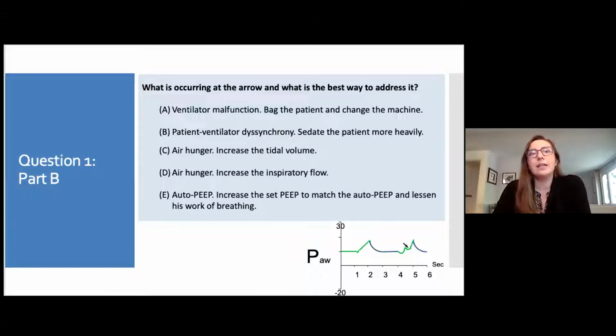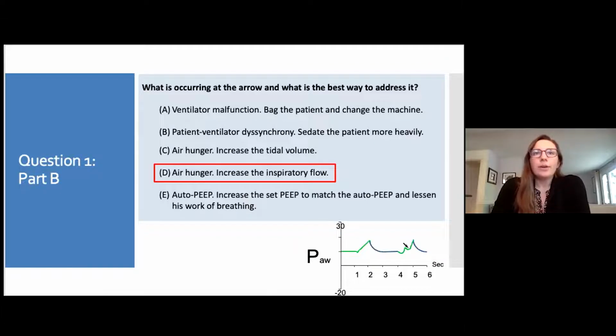Is it A, ventilator malfunction, and you should bag the patient and change the machine? B, patient ventilator dyssynchrony, and you should sedate the patient more heavily? C, air hunger, and you should increase the tidal volume? D, air hunger, and you should increase the inspiratory flow? Or E, auto PEEP, and you should increase the set PEEP to match the auto PEEP and lessen his work of breathing? I'll pause for a second to think about that. So the correct answer is D, air hunger, and you should increase the inspiratory flow.